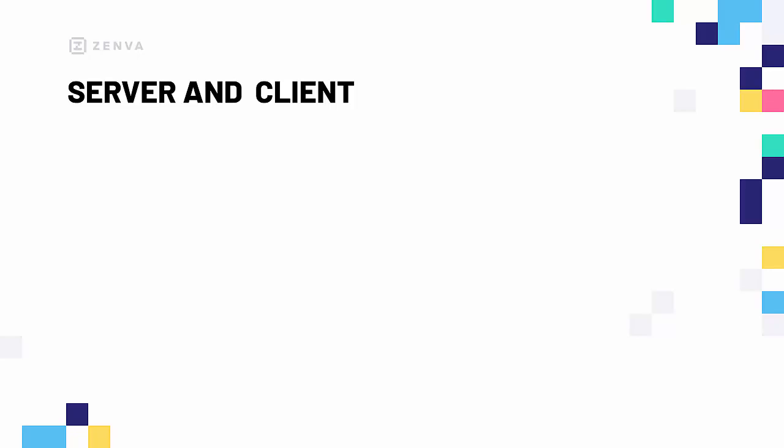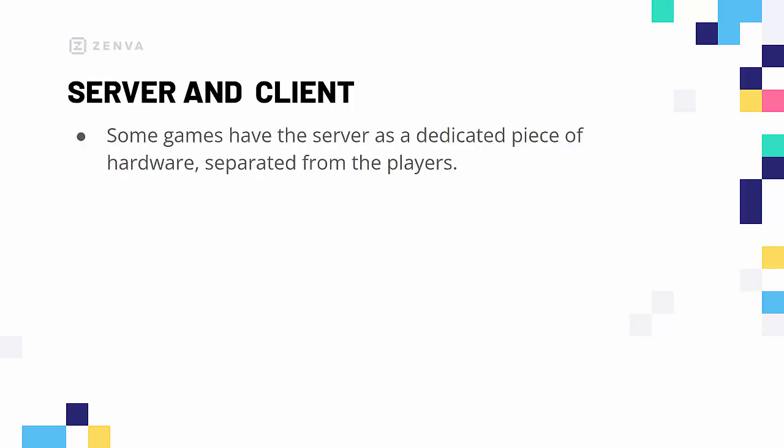Now, in the case of Unreal and what we are going to be looking at, there are two distinct types of model that we are going to explore in this lesson, but there is only one that we are going to be using in Unreal. So first of all, some games have the server as a dedicated piece of hardware separated from the players. You may have an idea of a server as a big computer somewhere on the other side of the world, which is running the games that you're connecting to. That is what you would know as a dedicated server. Nobody is playing on that computer. That is just acting as purely computational power to run the game.